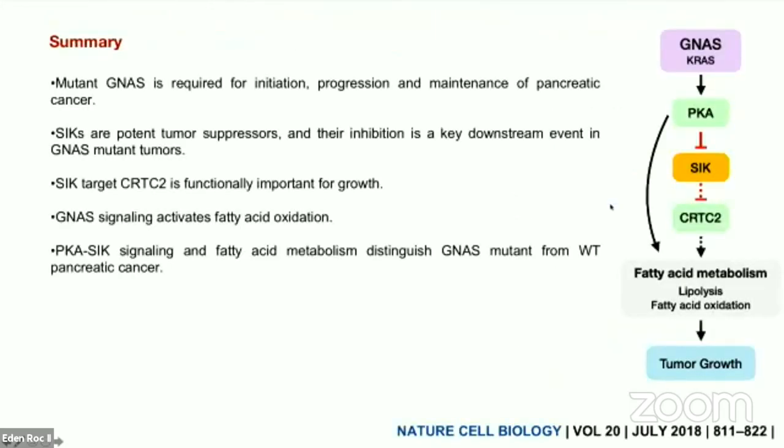So summarizing what I showed, mutant GNAS is required for tumor initiation, progression, and maintenance. SIKs are potent tumor suppressors downstream of mutant GNAS. The SIK target CRTC is important for growth. Then PKA-SIK signaling and fatty acid oxidation metabolism distinguish GNAS mutant from wild type tumors.